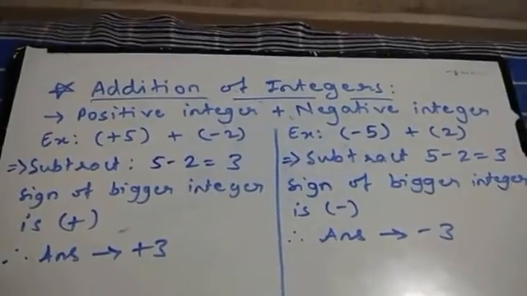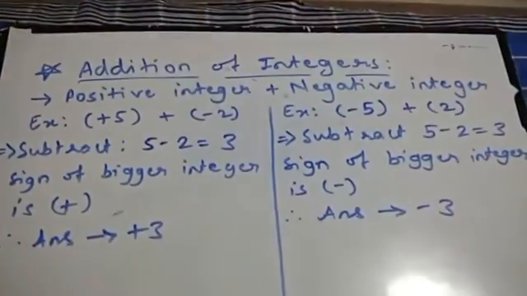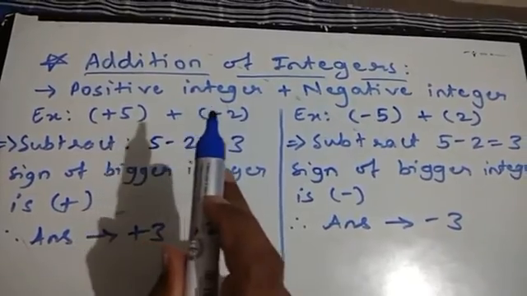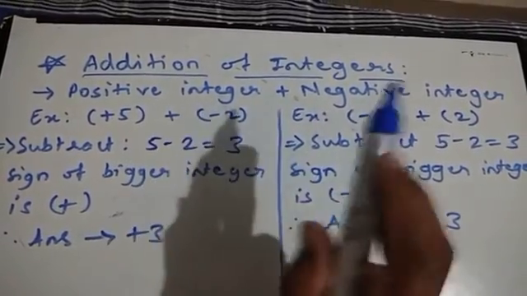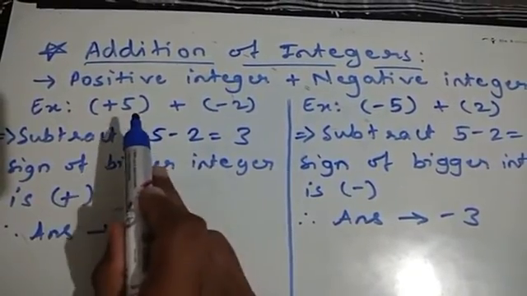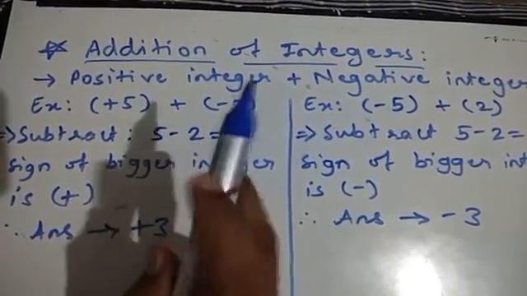Students, now we are going to discuss the next part, addition of integers. See here, first we are going to discuss addition of one positive integer and one negative integer. Students, remember that when you add one positive integer and one negative integer, then always subtract.